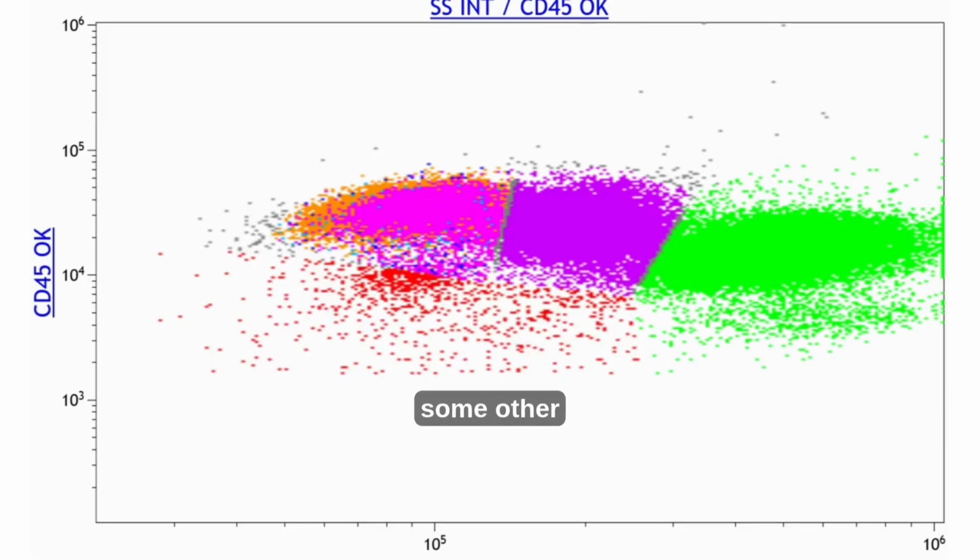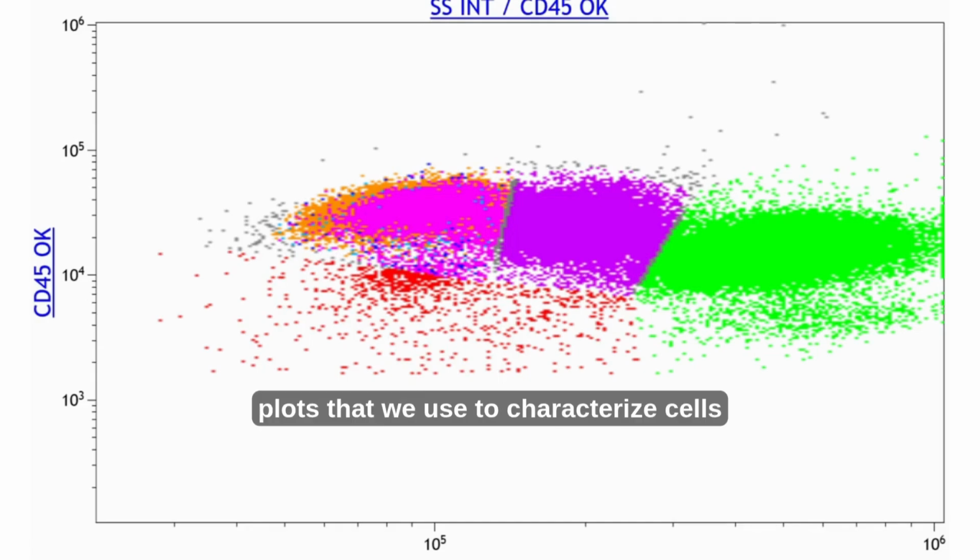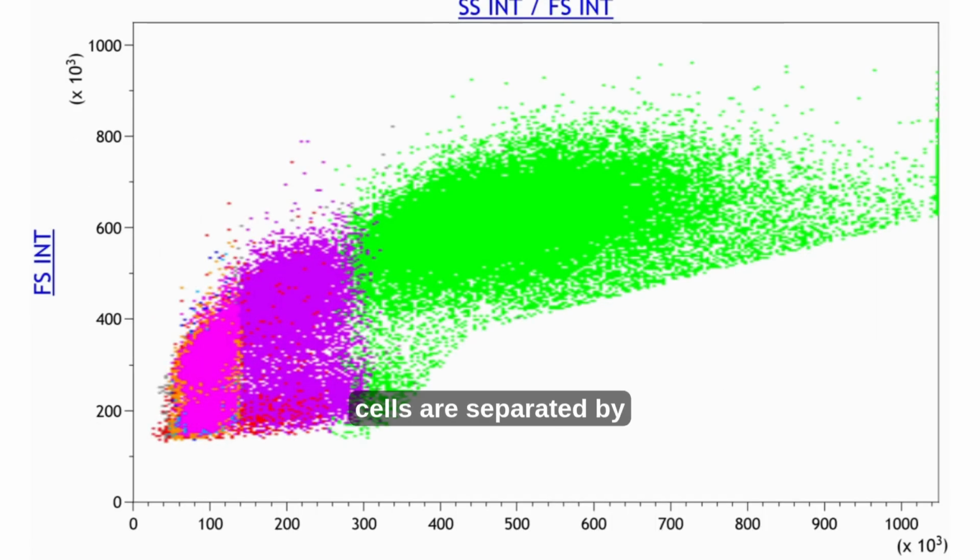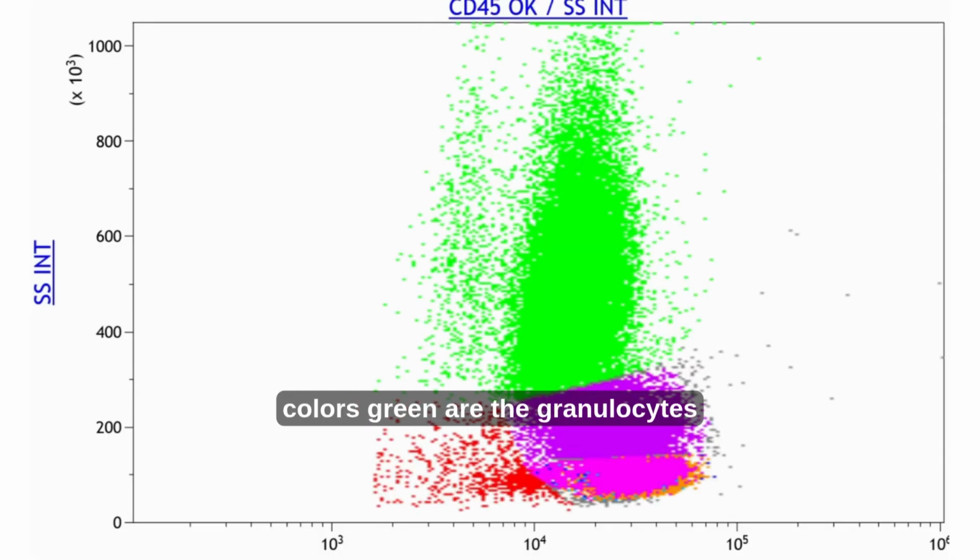Here we have some other plots that we use to characterize cells. Cells are separated by colors. Green are the granulocytes. This deep purple are the monocytes. The lymphocytes are blue, but as the subtypes of lineages are also colored, you will see that there are some lilac and some orange right there. And the red one is the blast gate or CD45 dim gate.